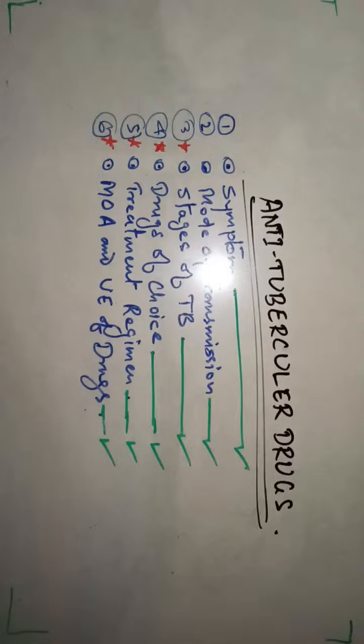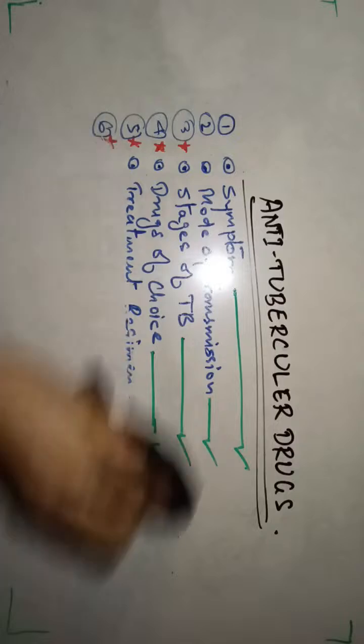Tubercular drugs. Okay, anti-tubercular drugs. So what are anti-tubercular drugs? These are the drugs which are used to treat the tubercular disease. Okay, and the tubercular disease is caused by which bacteria? Virus or bacteria? First of all, it is caused by bacteria. So which bacteria? It is Mycobacterium tuberculosis.